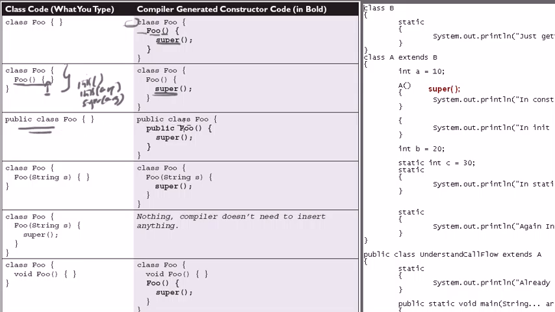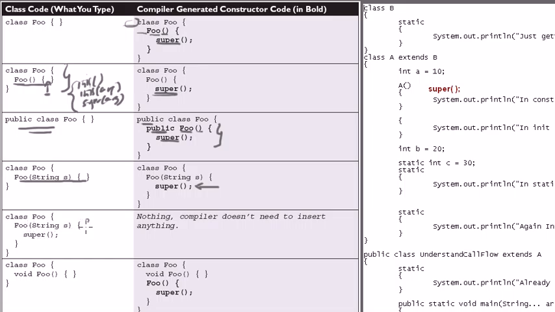Consider this now. The compiler adds this constructor Foo with the access modifier same as that of the class, no arguments, and a call to super. Again, this is not a default constructor, but the compiler adds it, so this is the first line which should be part of every constructor unless you specify either one of these three.